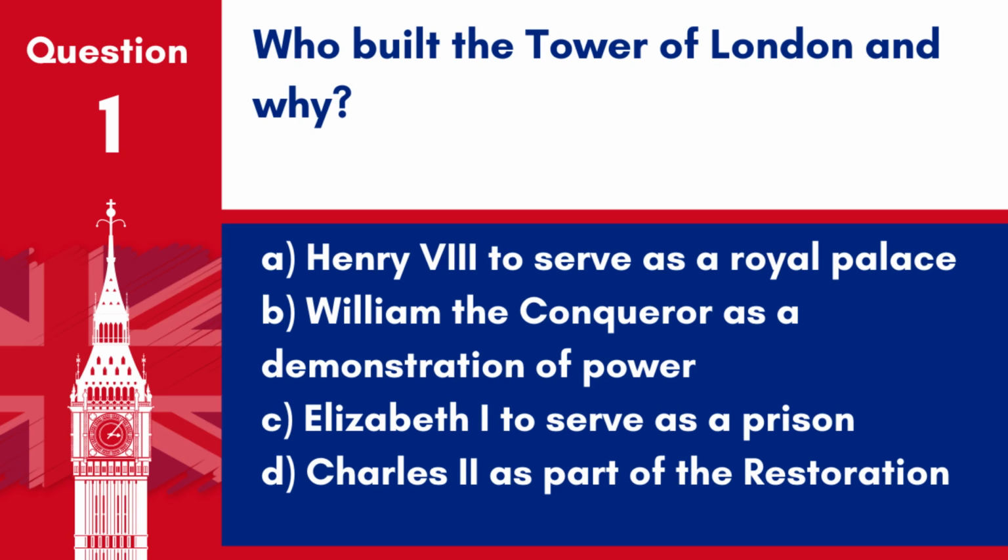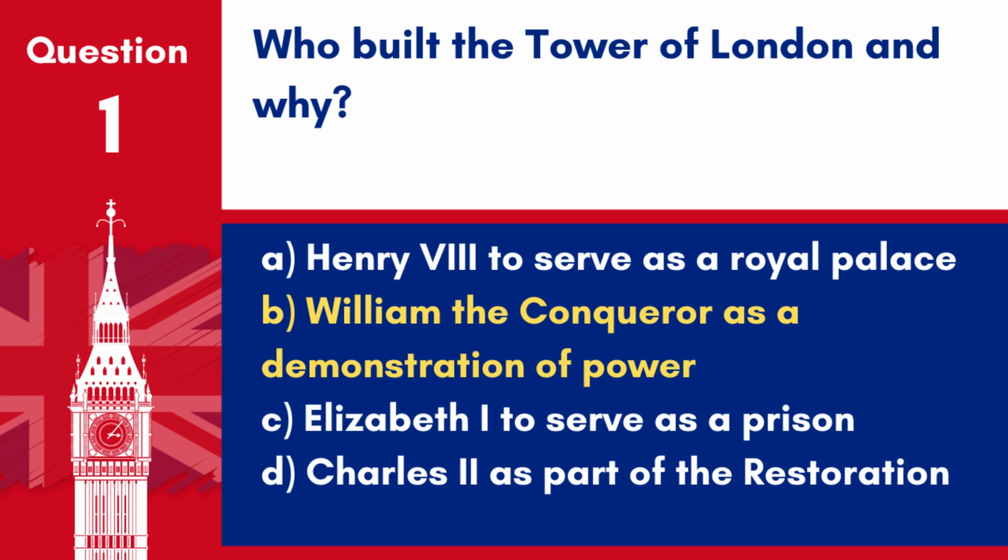Question 1. Who built the Tower of London and why? A. Henry VIII to serve as a royal palace. B. William the Conqueror as a demonstration of power. C. Elizabeth I to serve as a prison. D. Charles II as part of the Restoration.